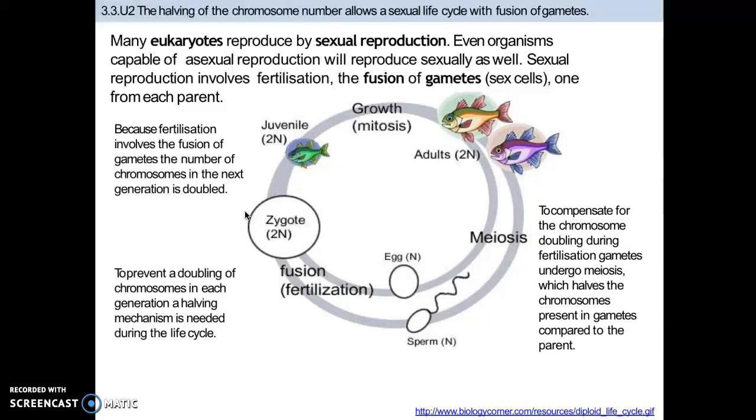And because fertilization involves the fusion of gametes, the number of chromosomes in the next generation is going to be doubled, right? If the gametes weren't halved, you'd end up with twice as much genetic information in the next generation. So to prevent that from happening, each generation goes through this halving mechanism during the life cycle. And this is done during meiosis, right? So to compensate for that chromosome doubling during the fertilization of gametes, they go through meiosis, which halves the chromosomes so that the gametes have half the genetic information before they fuse via fertilization.